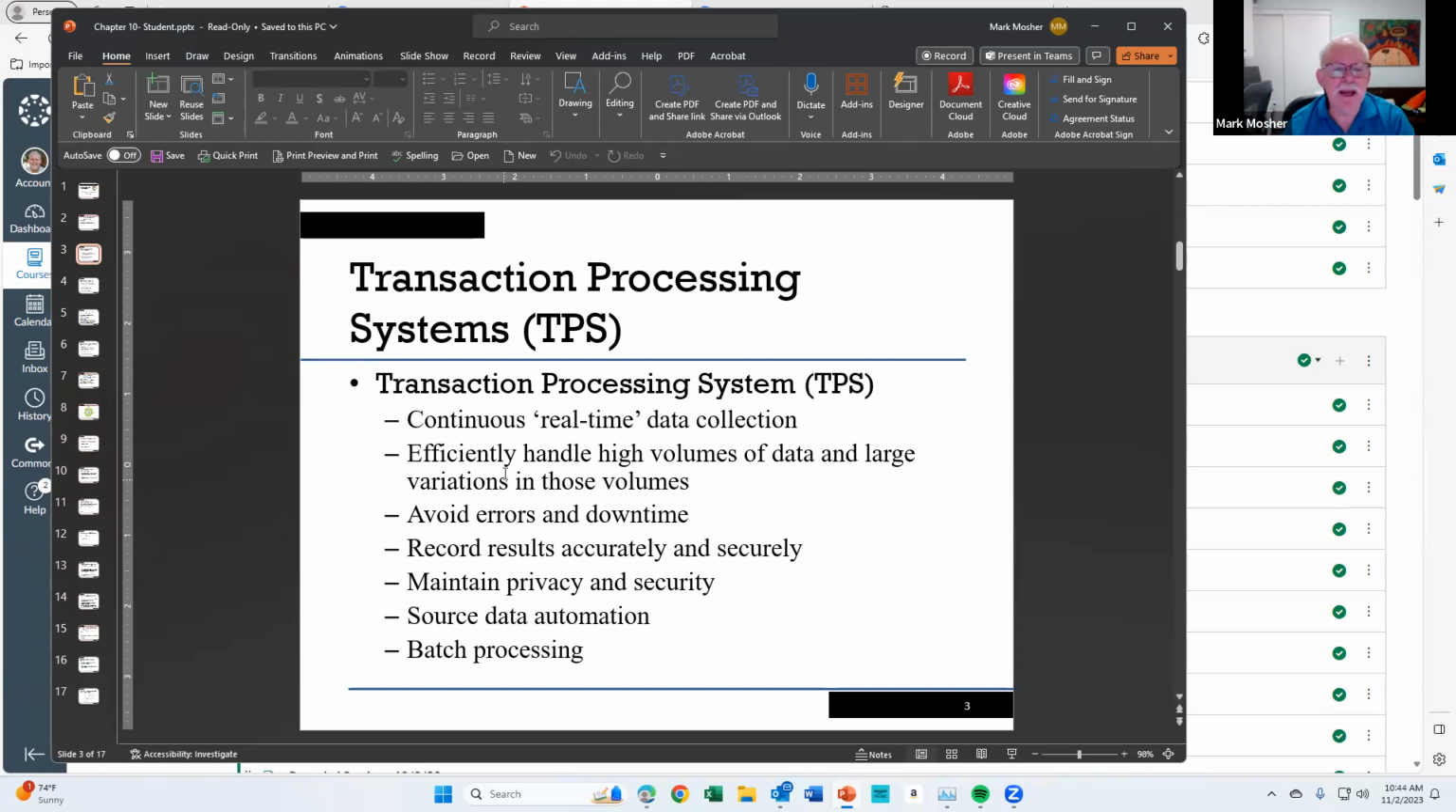All right, jumping back up, I'm going to talk about efficiently handling high volumes of data and large variations in those volumes. Obviously, that's what computers are good for: we can do things very quickly and at high volume, whereas we couldn't do that before by hand. And with our systems now, we can also do things with fewer errors, especially things like inventory. I guess that's going to be my example for the day. It's not in my notes, but that's going to be an example for the day.